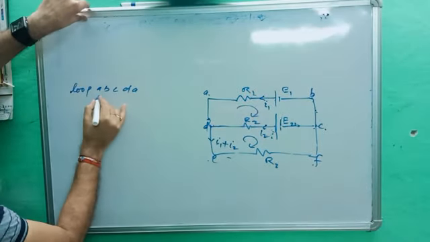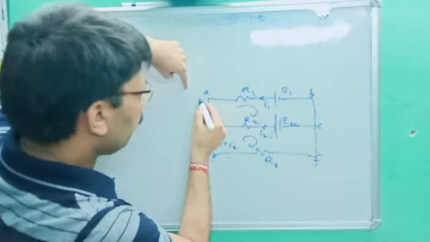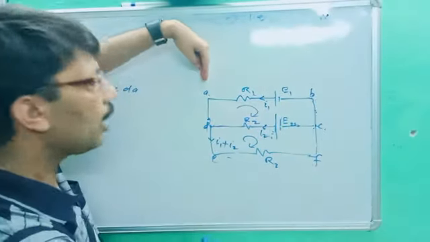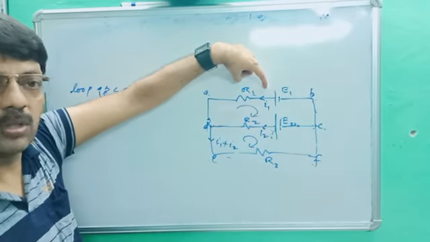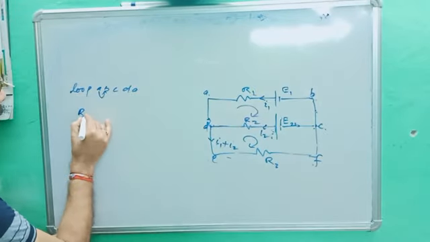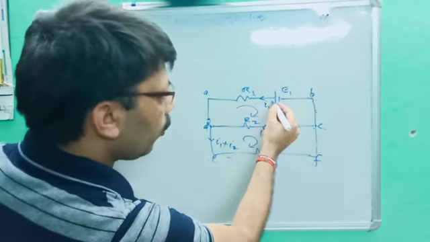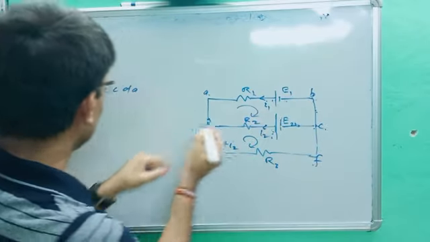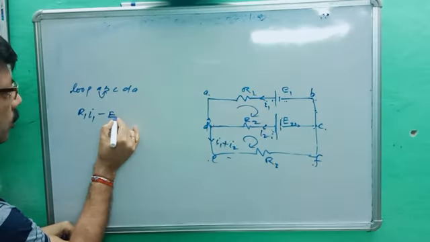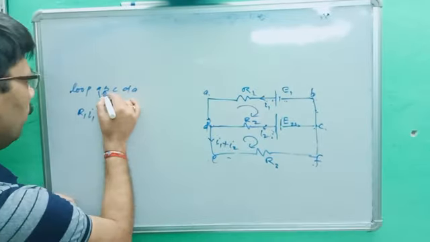First start A to B. We are moving A to B, but the current is coming in the opposite direction. So no doubt their multiplication will be positive, as per the sign convention told earlier. So it will be R1 I1. And in the battery you are moving from positive to negative, going from A to B. So it will be minus E1. Are you getting the point? Minus E1.